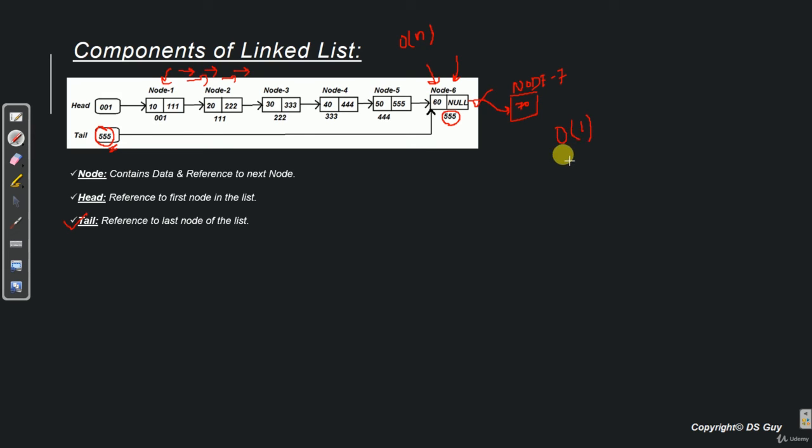So to improve the time complexity, we are also maintaining a tail reference variable. But again, it is not mandatory. If you don't wish to maintain it, don't do it. But for time efficiency, we should always do it.